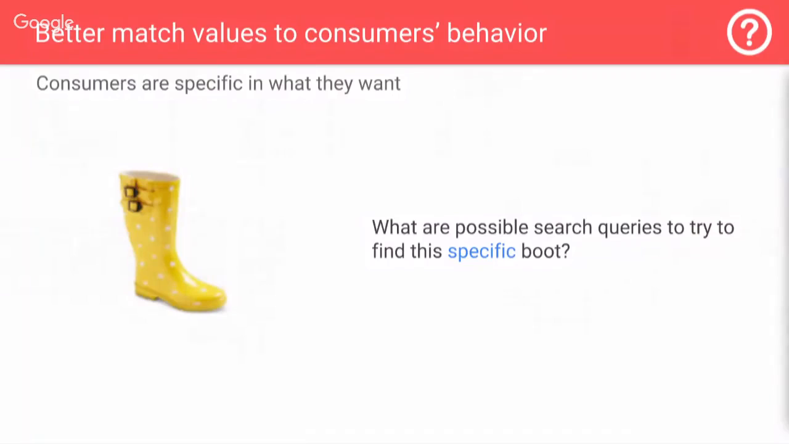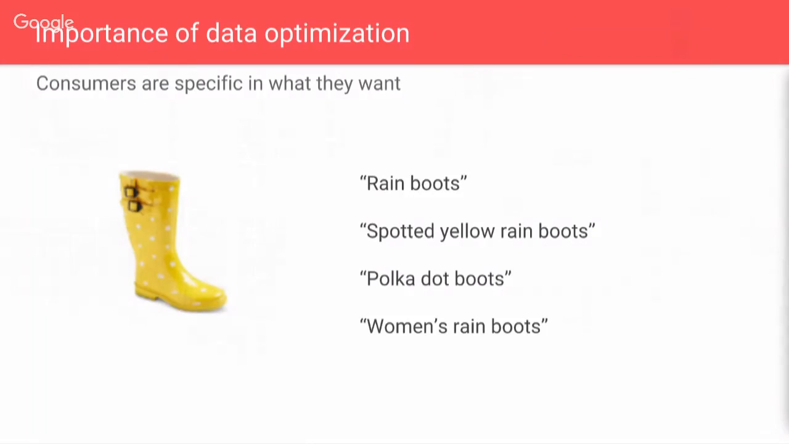Okay, now this is really cool. I want to make sure that we understand this. We want to match what we're showing to consumer behaviors. Consumers are really specific in what they want. So if we look at this boot here, what are some possible search queries that we could enter to try to find this specific boot? There's a lot of different things that might match. Things like rain boots, spotted yellow rain boots, polka dot boots, women's rain boots. We could even just do flat boots. We could do rubber boots, right? There's so many different queries that could possibly pull up this boot.